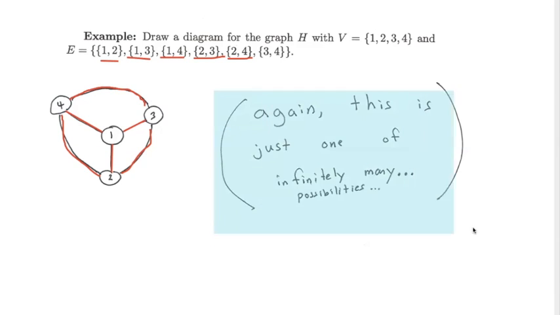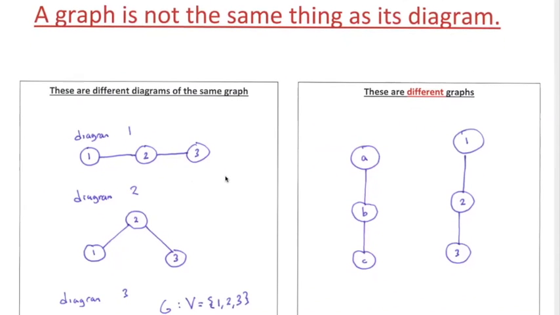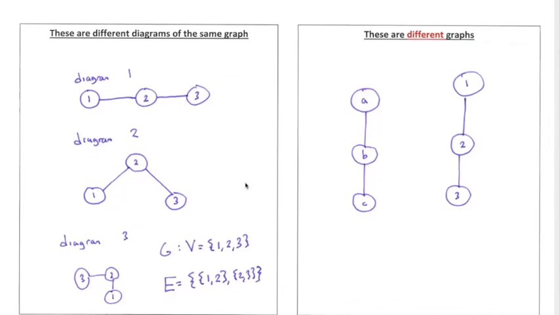This is something students might struggle with at first. It's really common for students to get confused with the notion of a graph versus its diagram. It's important to emphasize here that a graph is not the same thing as its diagram. On this left side, I have a graph defined with the vertex set 1, 2, 3, and two edges, 1,2 and 2,3. And you see I have a bunch of different diagrams that I could draw. All of these are different diagrams, but they represent the same graph.